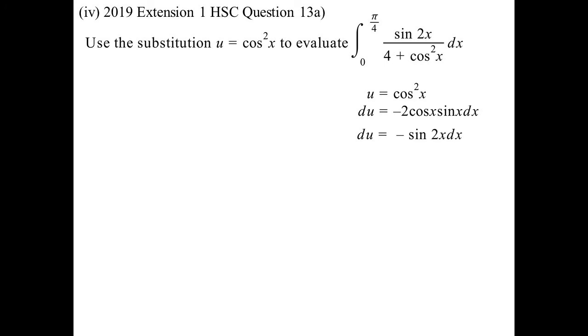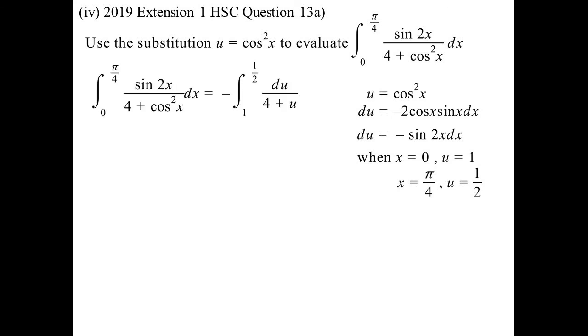Now we see how the sine 2x relates to this. I've got it written as cos x sine x, but 2 sine x cos x is indeed sine 2x. So our du is minus sine 2x dx. So I've got the du there, just got to make it negative. And then I'm going to have 4 plus u squared. Work out our new limits. So when x is 0, u is 1. When x is pi on 4, u is a half. So there is our integral.